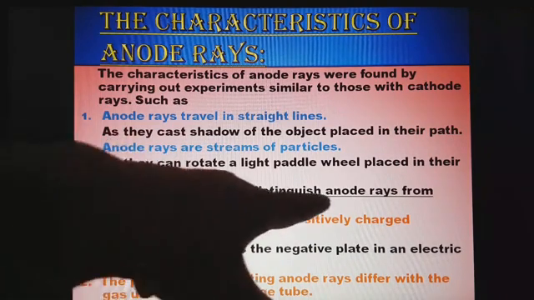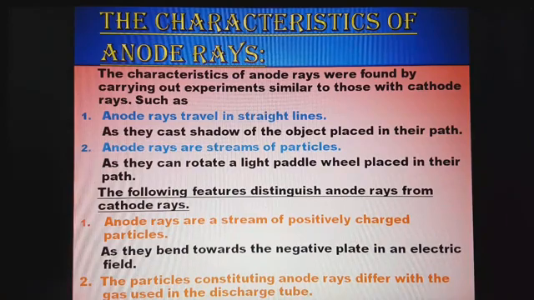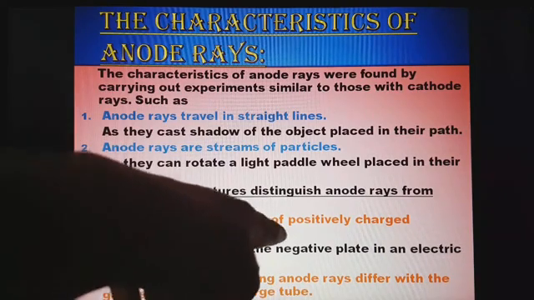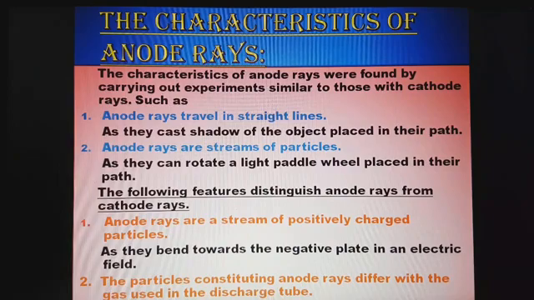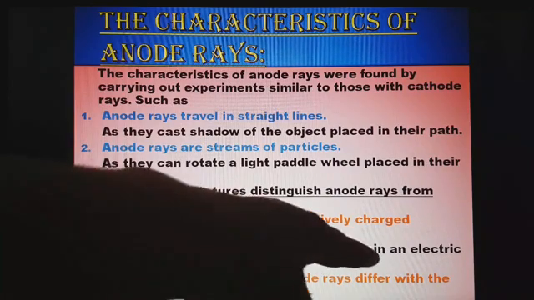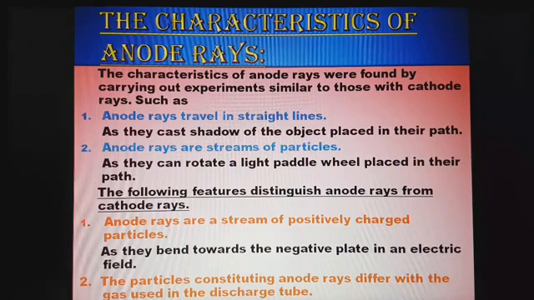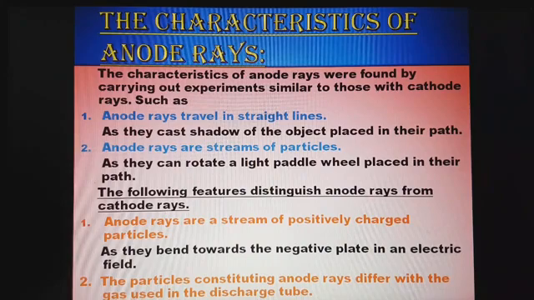Now, the following features distinguish anode rays from cathode rays. These were some of the similar characteristics. Now let's see some of the dissimilar characteristics. Anode rays are a stream of positively charged particles. Cathode rays are a stream of negatively charged particles. Why are anode rays positively charged? As they bend towards the negative plate in an electric field. Instead of bending towards the positive plate, the anode rays bend towards the negative plate. Positive attracts negative, so it was concluded that anode rays are a stream of positively charged particles.